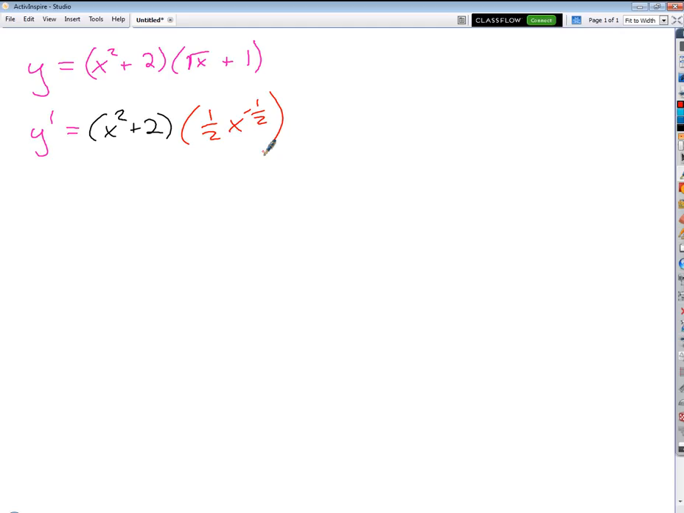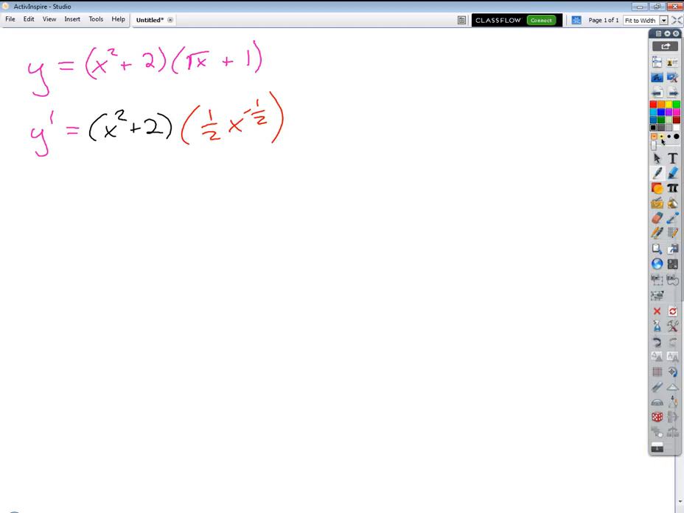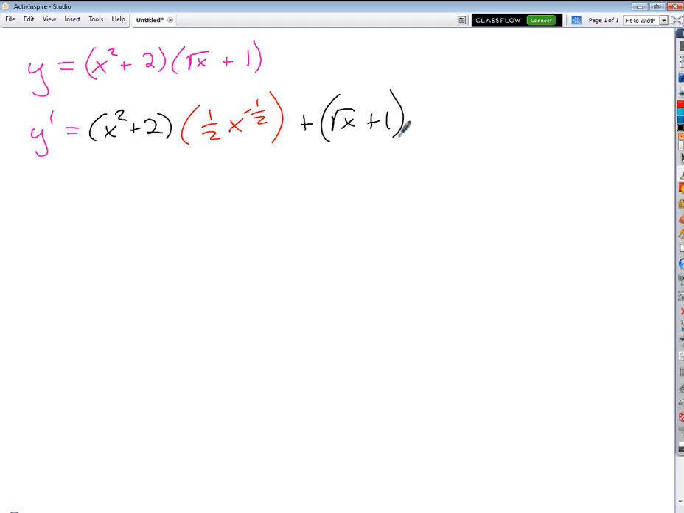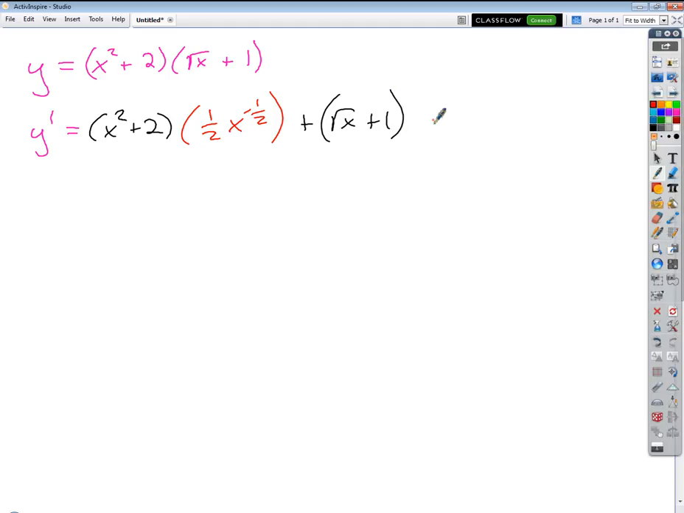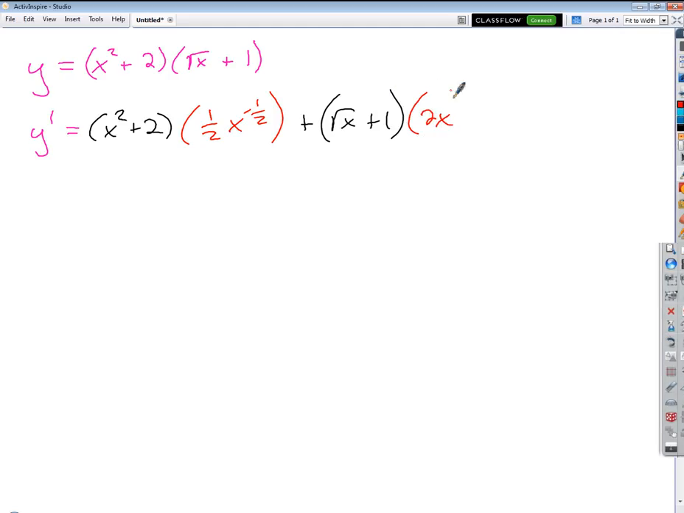Okay, good. Plus the square root of x times 2x. That's it. Can we write the x's to just the 1/2 instead of the radical?